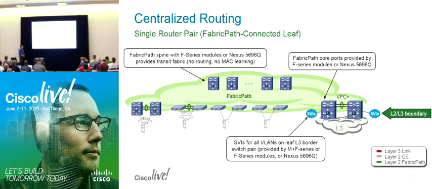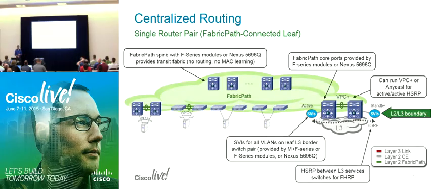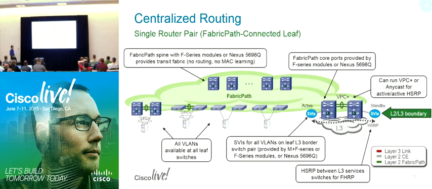Now also, okay, next slide. You can run VPC here, and that's back to somebody was asking about where can we use Anycast HSRP or VPC Plus. Here you can run either VPC Plus, or if you decide to have a wider domain, layer 3 domain, you can use Anycast HSRP there as well. All VLANs are available on all leaf switches. So any VLAN anywhere. And on top of that, these SVIs here perform termination of these VLANs.